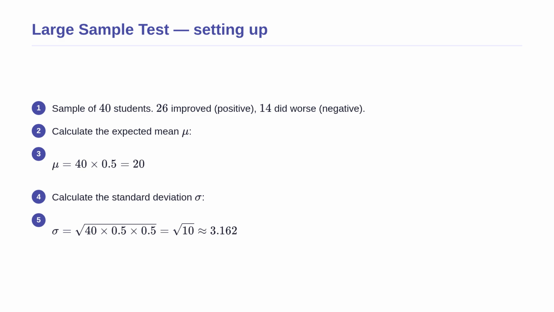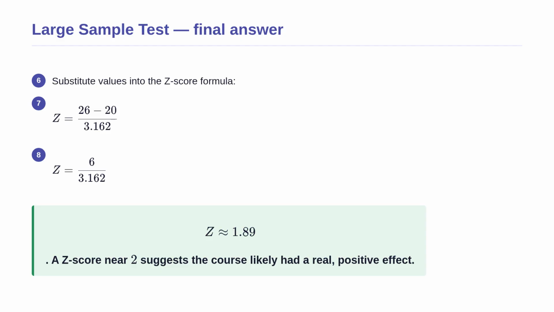Next, we calculate the standard deviation by taking the square root of n times p times 1 minus p, which gives us approximately 3.162. Now we substitute our calculated values back into the z-score formula. We take our actual observed 26 improvements and subtract the expected 20. We then divide that difference of 6 by our standard deviation of 3.162. This gives a z-score of approximately 1.89.